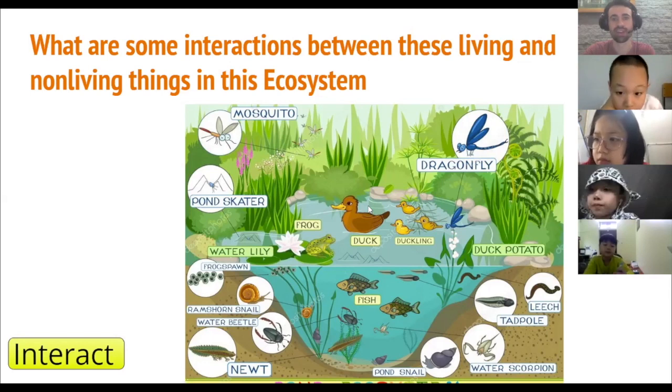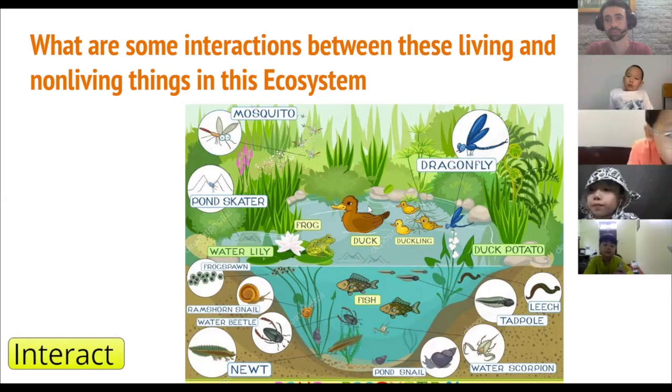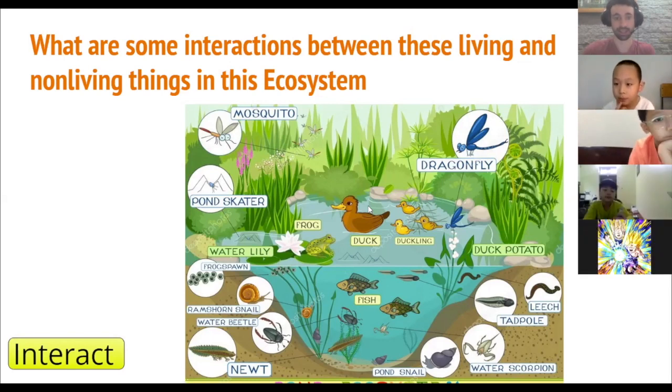Roberto, could you tell me a non-living thing in this photo? What's something that is not alive in this photo? Pond. The pond, yeah, the water. The water inside the pond, yeah. Let's try to go for two more. Harry, what's another thing that is not alive? The rock. And one more. This one's a little bit harder, unless you guys come up with one. There's a few more though.